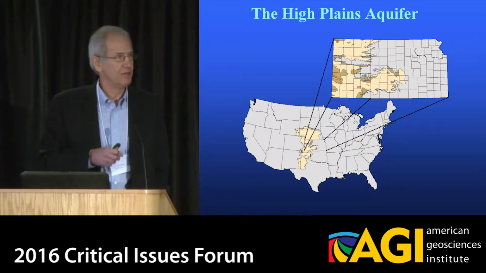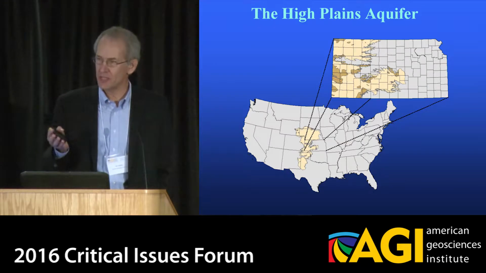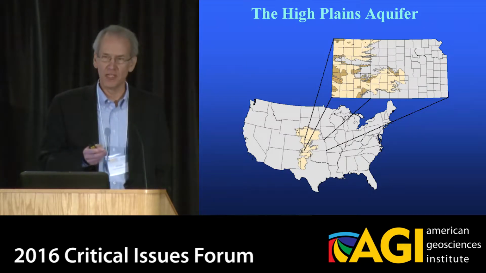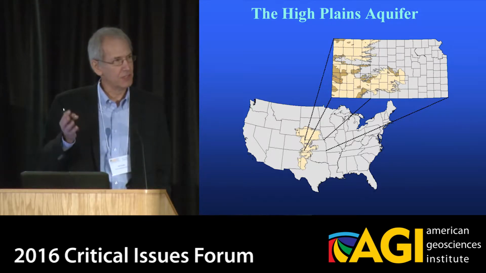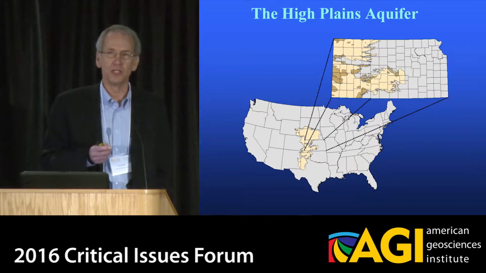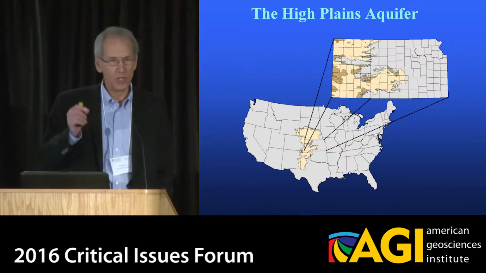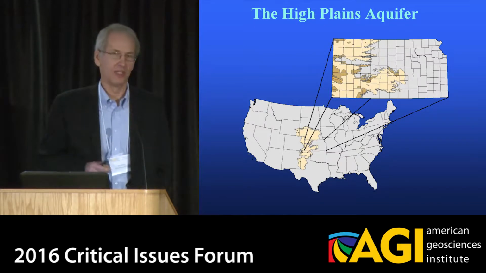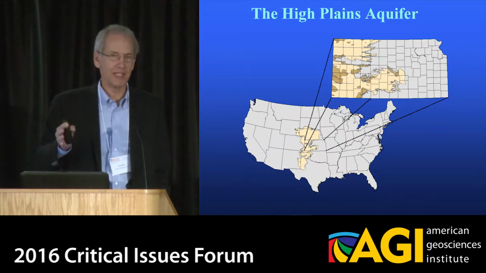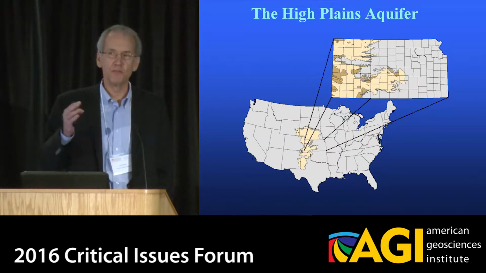In terms of the daily water use in the state, about 70% of the water used on a daily basis in the state of Kansas is groundwater from the High Plains Aquifer. In terms of irrigation water, over 90% of the water used for irrigation in the state of Kansas is groundwater from the High Plains Aquifer. We are currently heavily utilizing this aquifer, but that's nothing new. We've been doing that for decades. And so a price has been paid in terms of aquifer conditions.